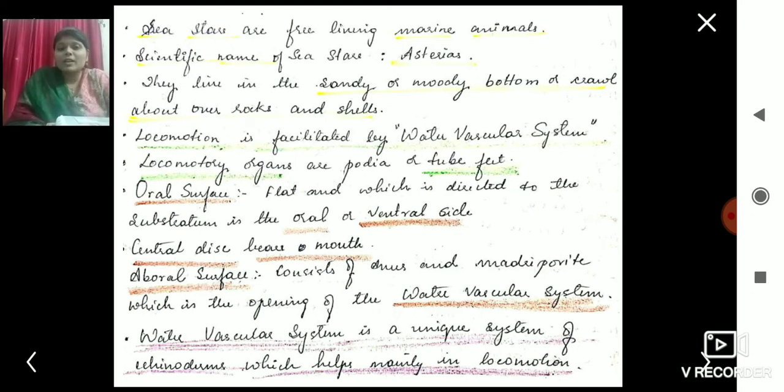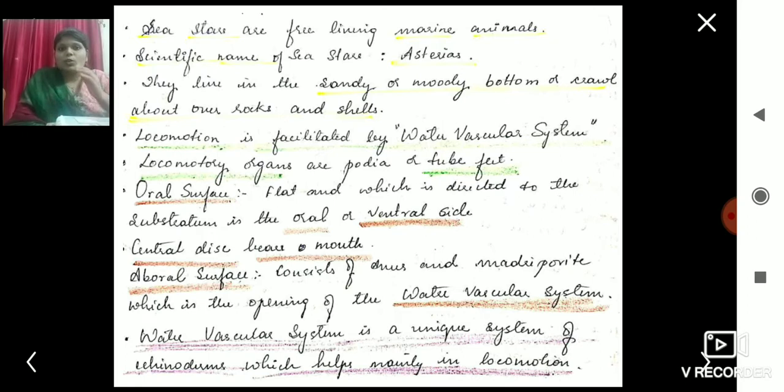Why have I given this particular point as crawling? Crawling is nothing but locomotion. Locomotion, the next point, is facilitated by the water vascular system. So our question is what? The water vascular system, correct? The locomotor organs are the podia or the tube feet, which are an accessory part of the water vascular system.